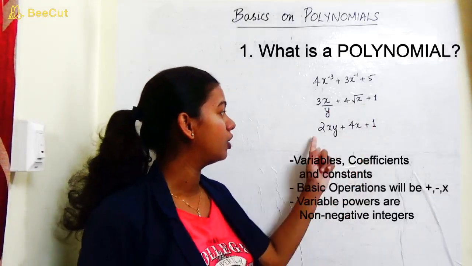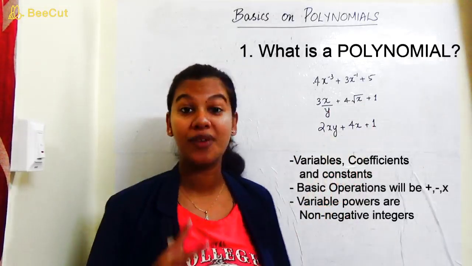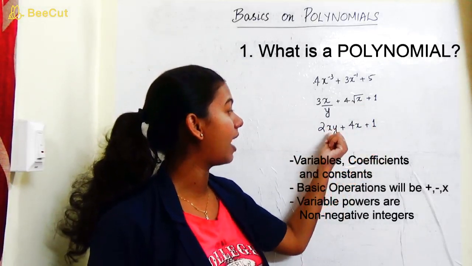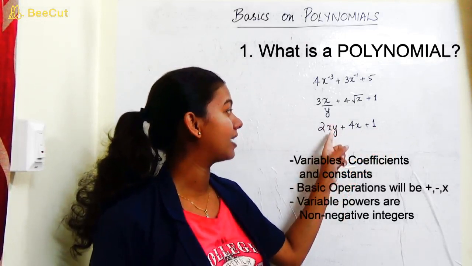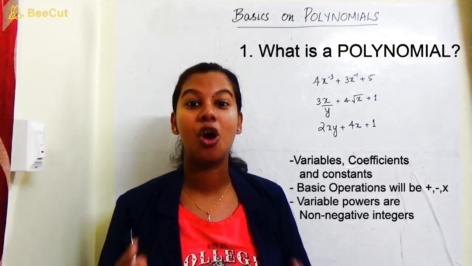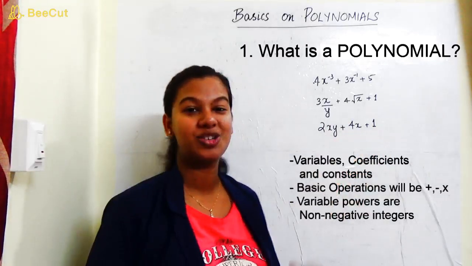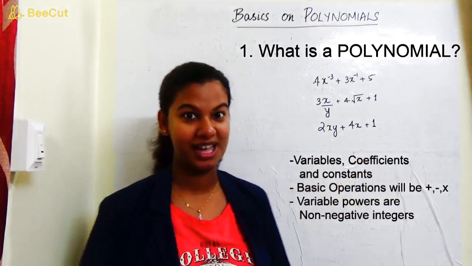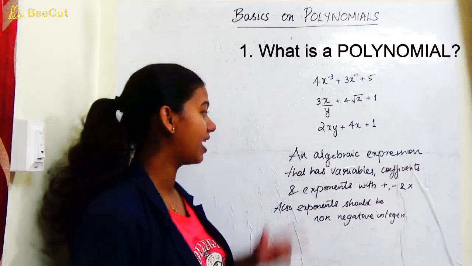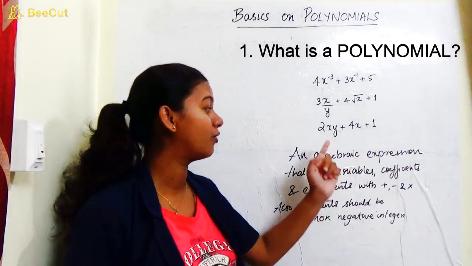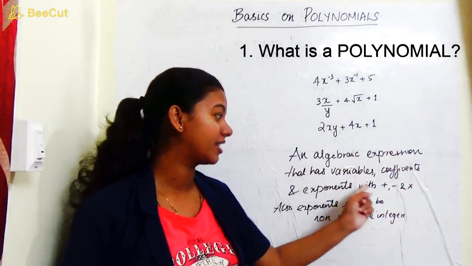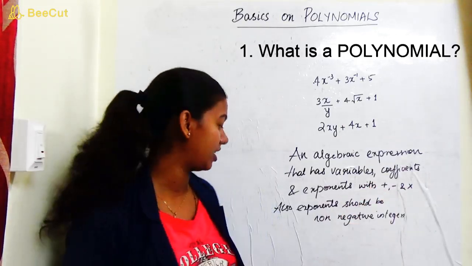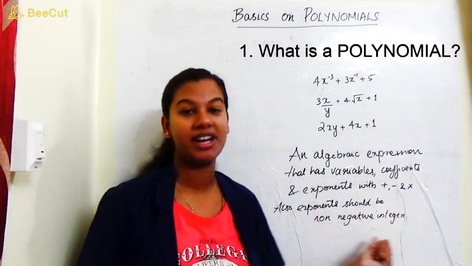What about the third one? 2xy plus 4x plus 1. There are two variables, x and y, and they have coefficients, constants, etc. And what about the power? The power of x and y is 1, which is a non-negative integer. So the last one is a polynomial. Let me give you the definition of a polynomial. A polynomial is an algebraic expression that has variables, coefficients and exponents with the basic operations of addition, subtraction and multiplication, and those exponents should be non-negative integers.